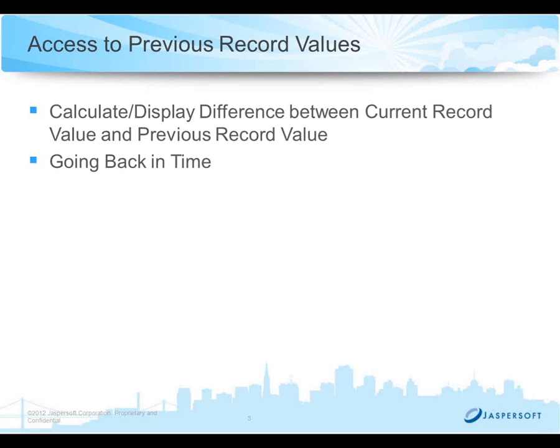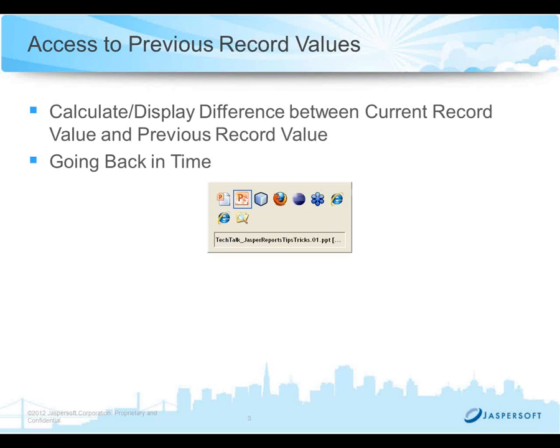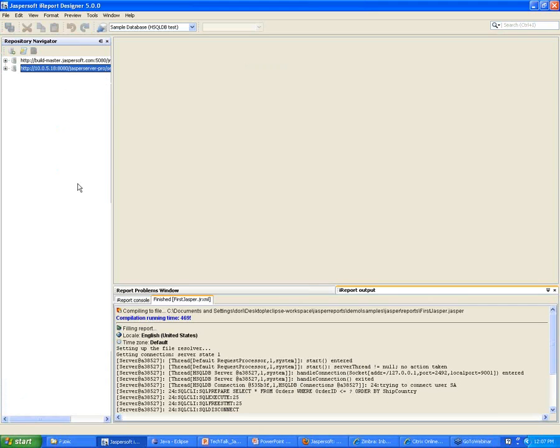Basically the report record pointer in the data source moves from the first record to the last record in the data source. And at any time, we can, of course, work with field values from the current record, but how can you use the value of a field that is from the previous record? And I will move directly to iReport.